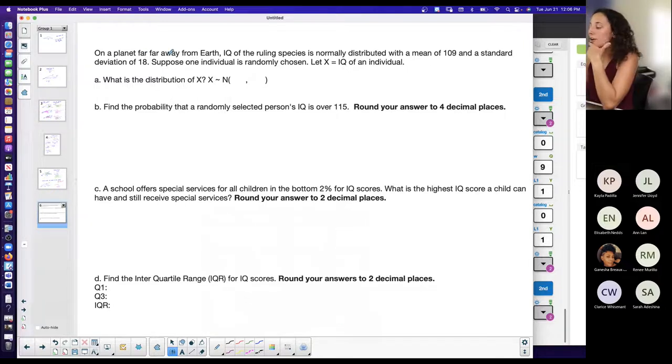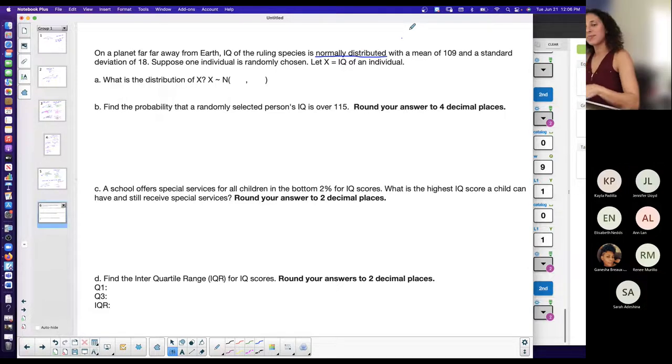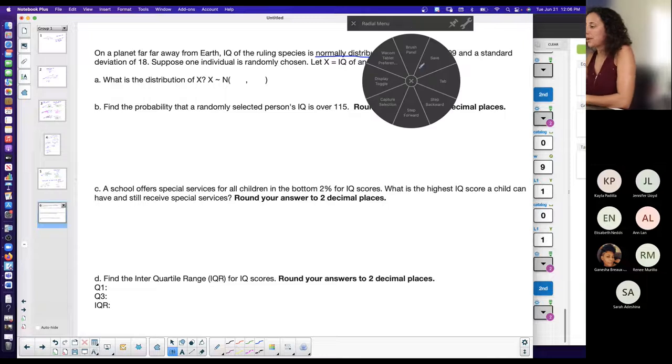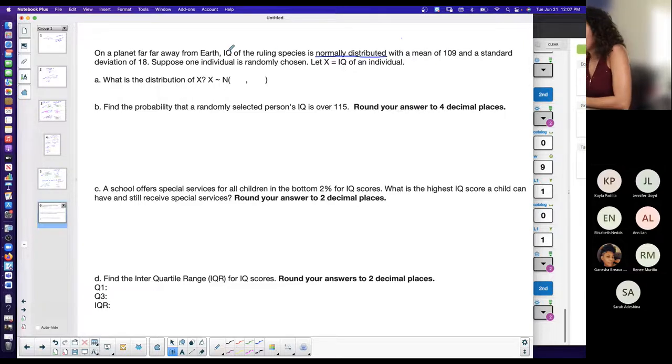On a planet far, far away from Earth, IQ of the ruling species is normally distributed. Obviously, it has to be if we're going to use the methods that we have here. With a mean of 109 and a standard deviation of 18. So let me stop there. The species have IQ scores, and the mean of the IQ scores is 109, and the standard deviation is 18. So I'm converting what they're giving me into my notation because I'm going to need that.